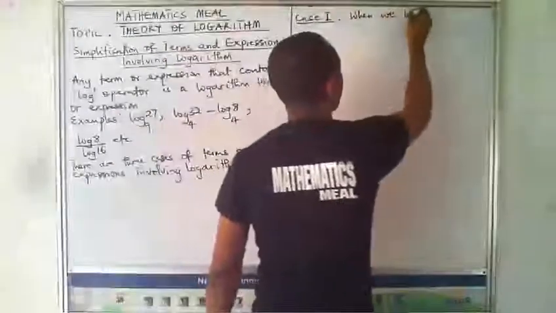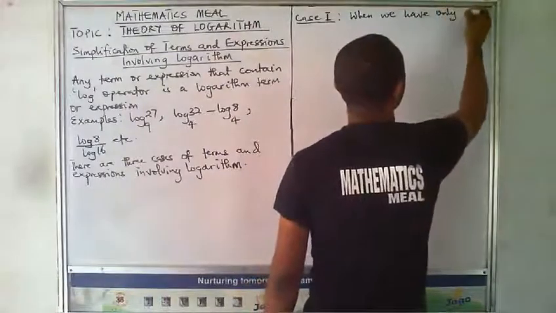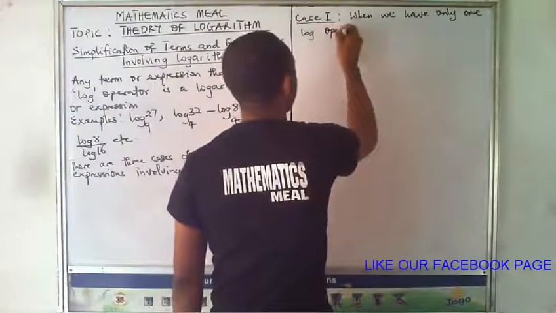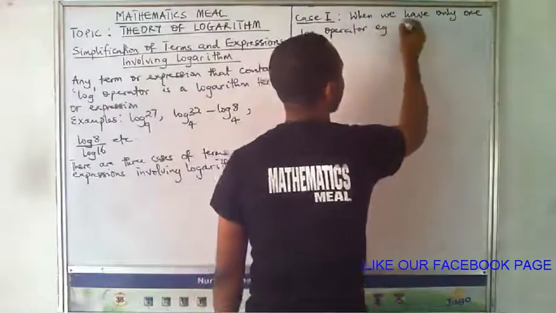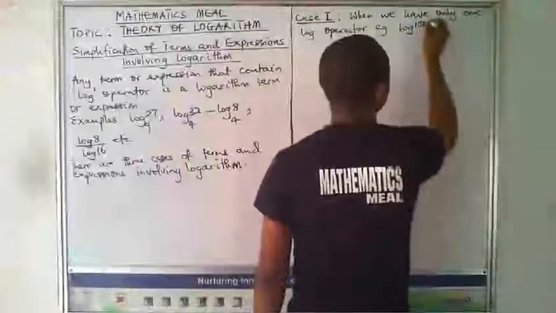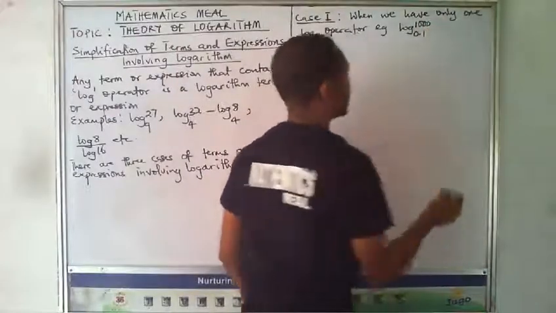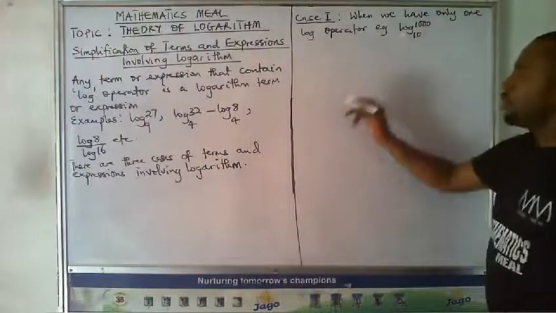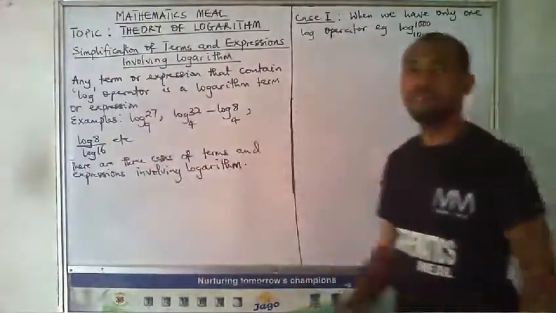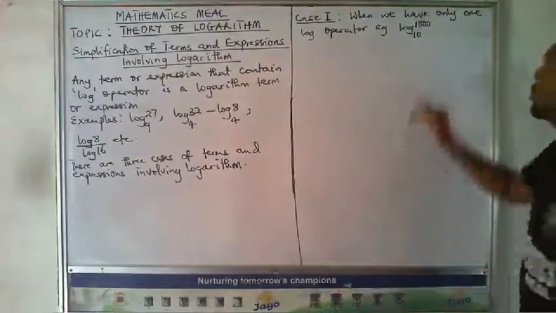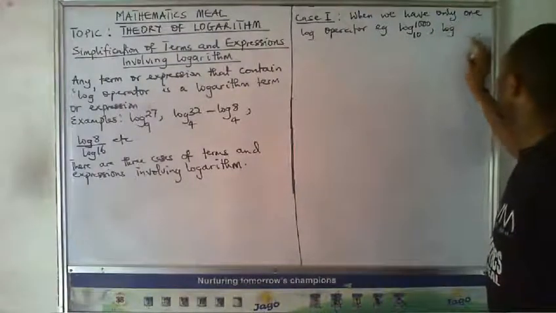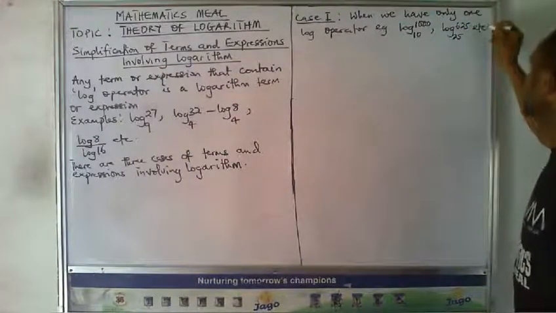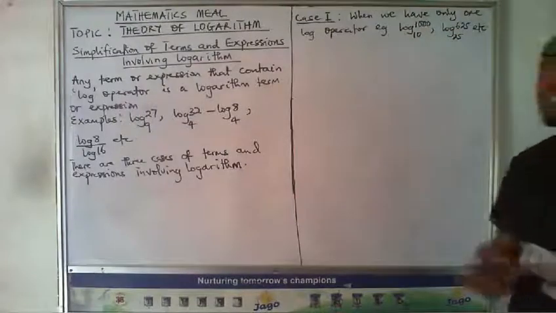When we have only one log operator. Example, we have log 1000 base 10. When we have just one log operator, like we have here, we can also have log 65 in base 25, and so on. Just one log operator, that's a case.